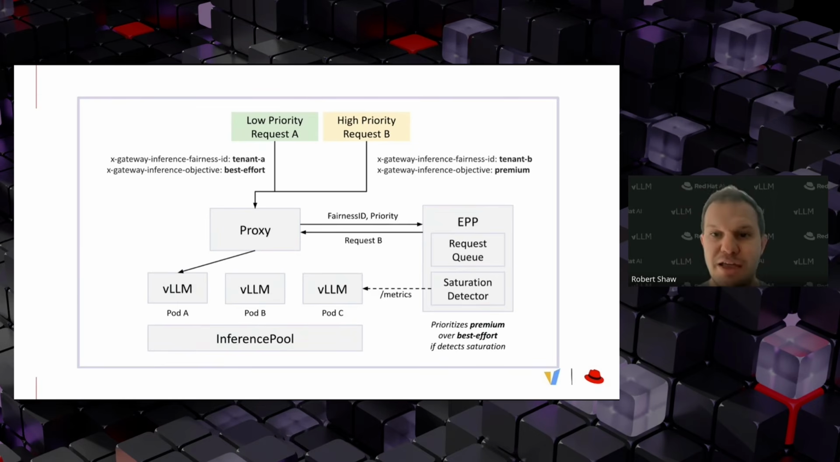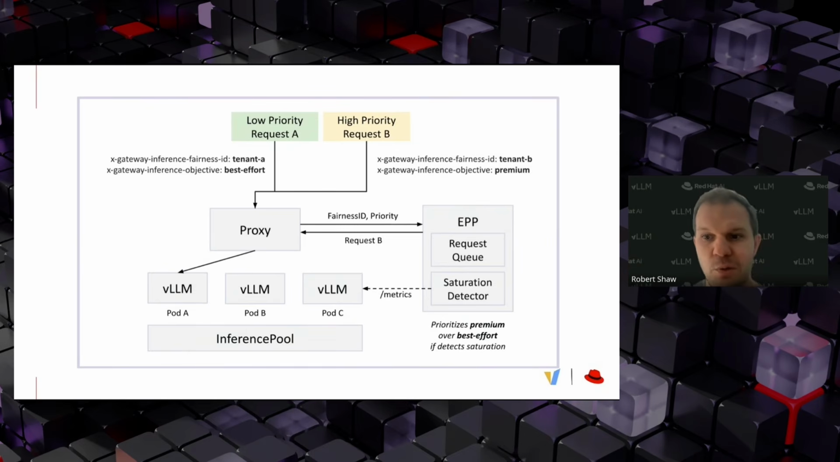So maybe you have a customer-facing application, tenant B, and an internal developer application called tenant A. Or paid and unpaid users, for instance. In a period of time where there's a lot of load, we can choose to process the high priority requests before the low priority requests. And so the EPP's flow control feature implements this saturation detector where we'll start to queue requests as the traffic increases, and then we'll dispatch requests in order of priority.